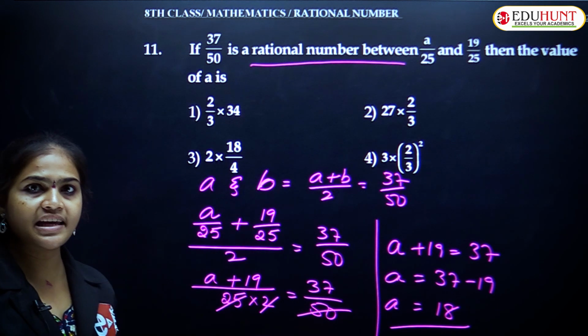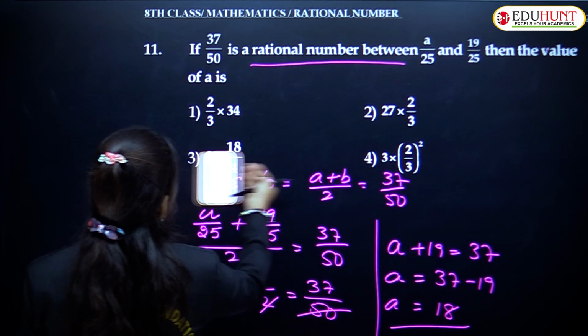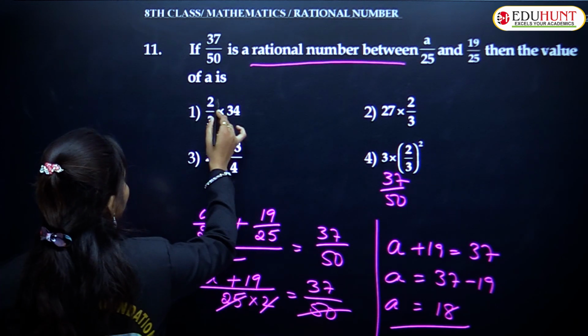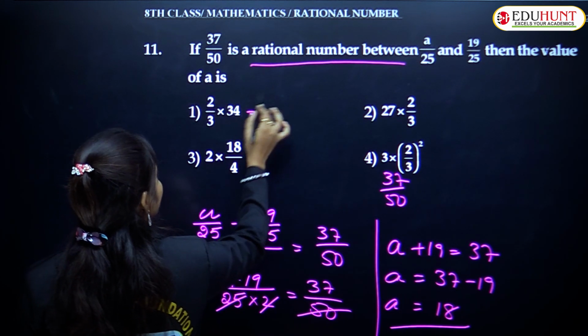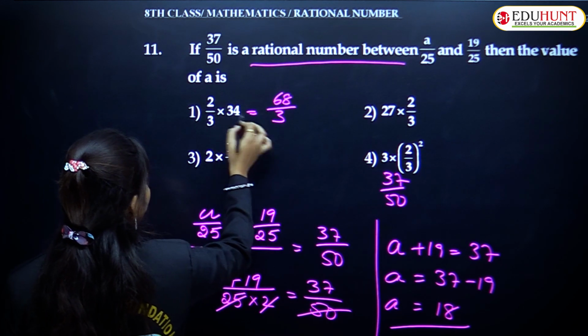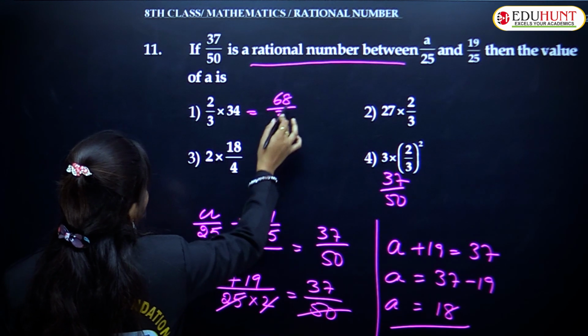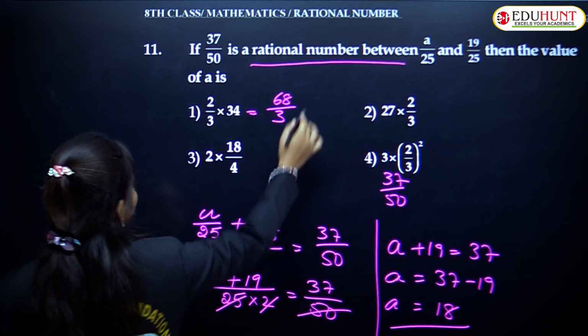So which option is correct here? Once check that. Direct options they didn't give, so we have to check all the options. So 2 by 3 into 34. So cancellation is not possible. So 2 into 34 is equal to 68. So 68 by 3. Okay. So that is a wrong option.